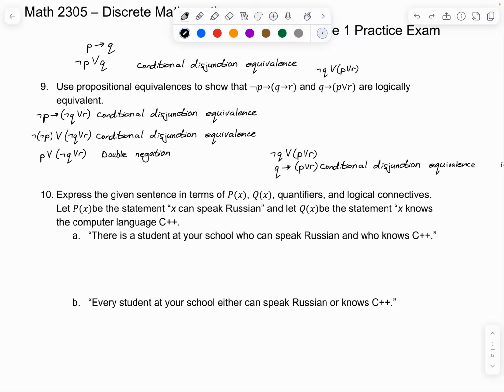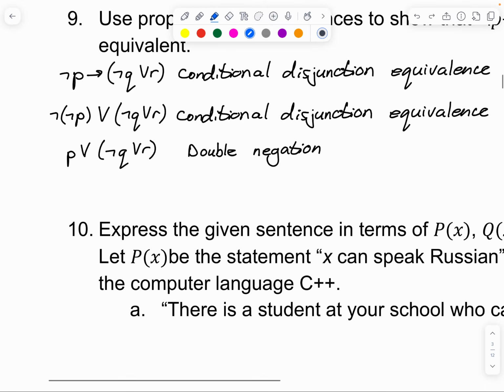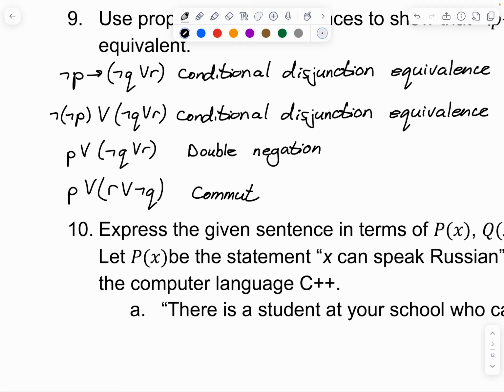So the first thing I'm going to do is, well, let's see, I need to put P and R together inside parentheses. So to do that, I'm going to switch the order so they're next to each other. So I can put R and not Q. And that is commutativity. Commutativity, or commutative. It's just the commutative law. I think that's what they call it.